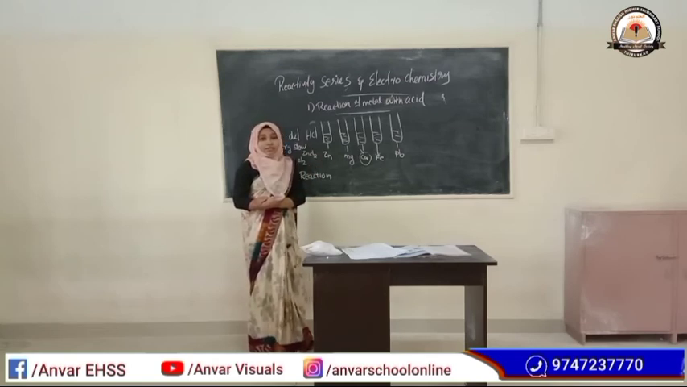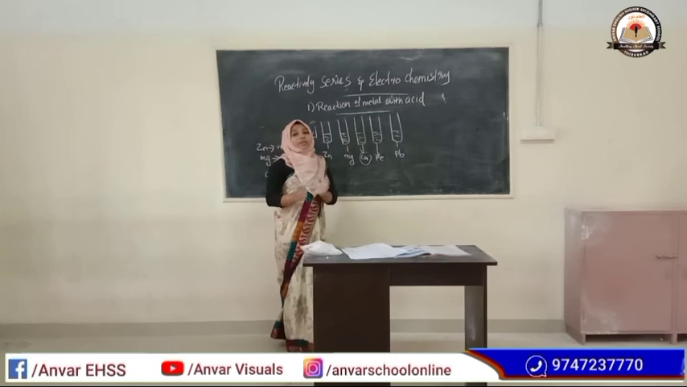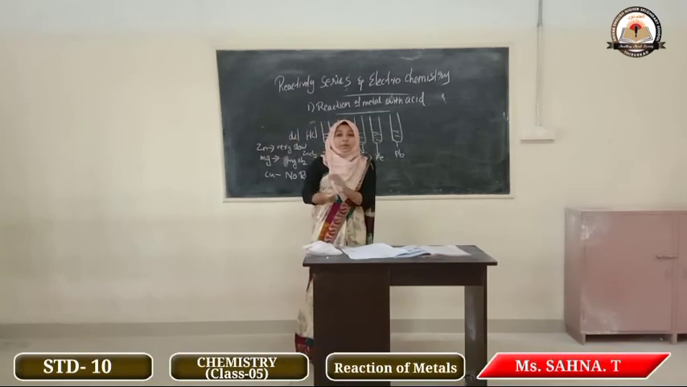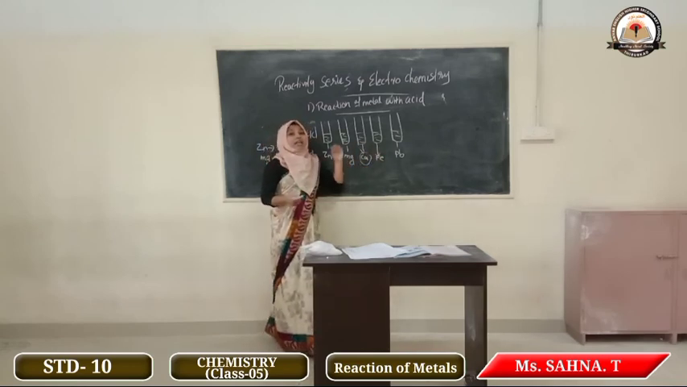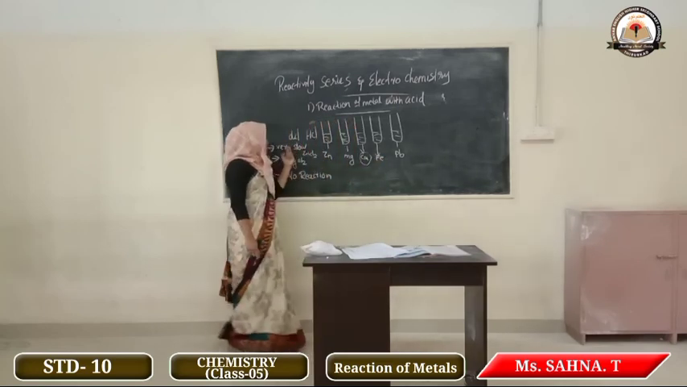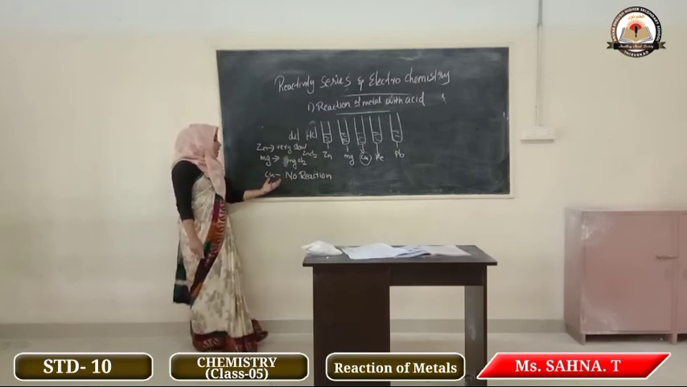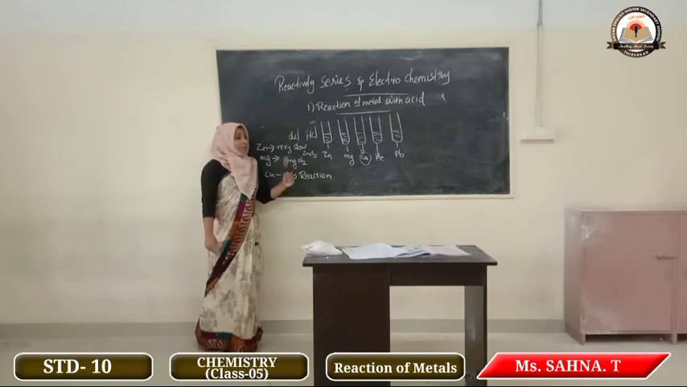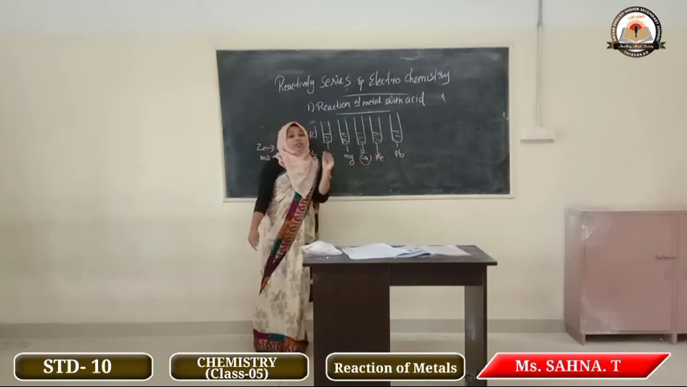Okay, clear? So we take 5 test tubes and add equal quantity of hydrochloric acid into each test tube, and we also add different metals of the same size into each test tube. Okay, the reaction is: zinc and magnesium react with dilute hydrochloric acid, but copper does not react with hydrochloric acid. Iron also reacts with hydrochloric acid, and lead reacts very slowly in the presence of hydrochloric acid. Okay, clear?